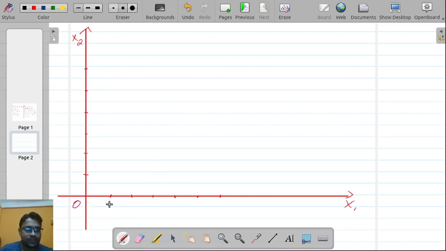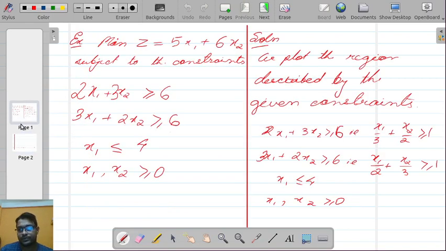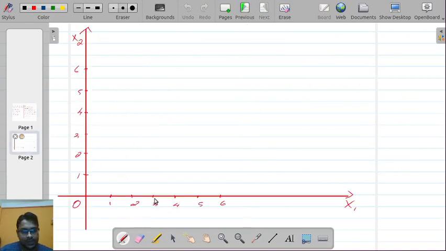This is the point 0. Okay, so this is 1, 2, 3, 4, 5, 6. Also 1, 2, 3, 4, 5, 6, like that. So the first one is x1 by 3 plus x2 by 2. Okay, so the line will be something like this.